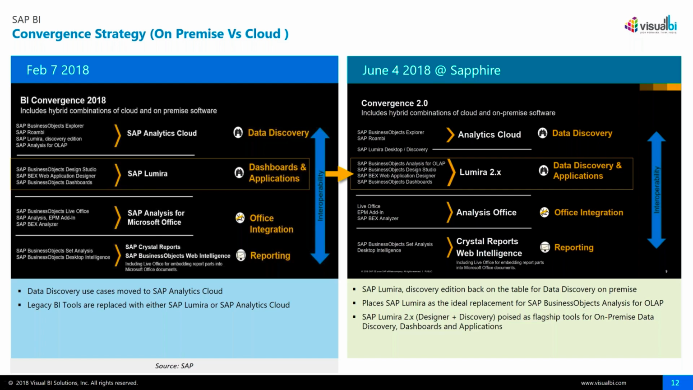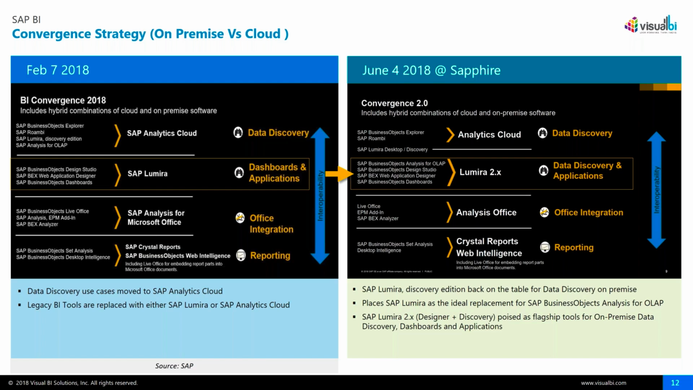So a lot of customers thought maybe Lumira doesn't have a future, but they ignored the fact that Lumira has two components, Lumira Discovery and Lumira Designer. A lot of the legacy BI tools were either replaced by Lumira or Analytics Cloud. Now, on June 4th at Sapphire, they made several corrections based on customer feedback. It is clearly a conversation of whether the customer wants to be on-premise or in the cloud. The data discovery use case is back on-premise. Now it's not just dashboard and application, it's data discovery and application. Even analysis for OLAP use cases moved into Lumira.